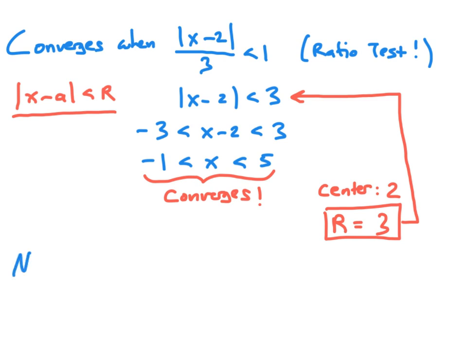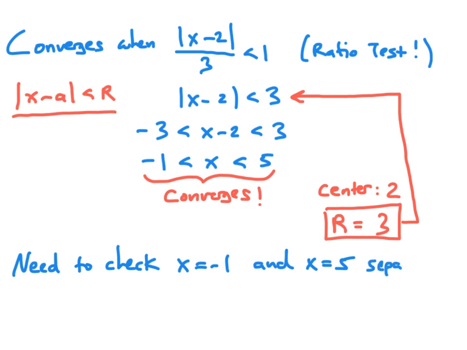One important thing to note here is that we're not done. We actually need to check our two endpoints, so x equals -1 and x equals 5, separately. What we know here is that between these two values of x, our series will converge. And we also know by the ratio test that it will diverge when we're bigger than 5 or smaller than -1. But we don't know what happens when x is equal to -1 or x is equal to 5. And so we need to check these two values separately.